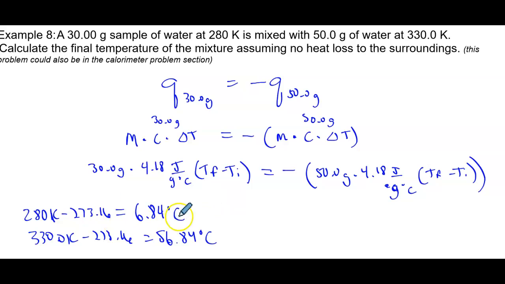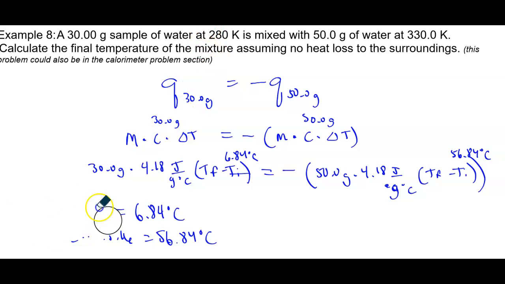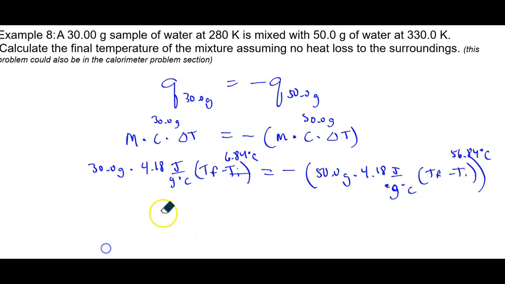Okay, so before I deleted that, I went back and undid that. I know that my initial temperature of my 30 gram sample is 6.84 degrees Celsius, and my initial temperature of my 50 gram sample was 56.84 degrees Celsius. Now I can go ahead and actually erase this because I don't need it. So now we have, to clean this up, 30.0, no, sorry.